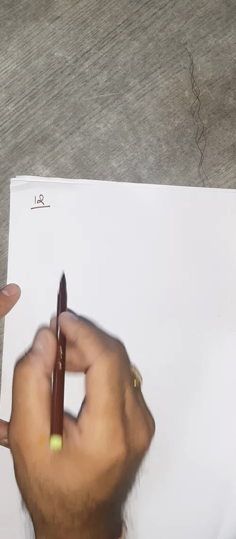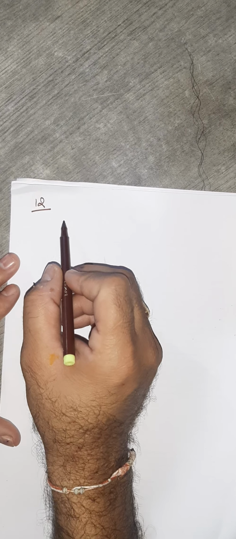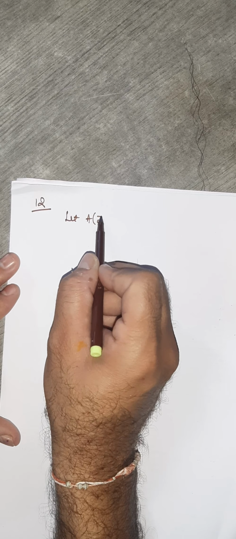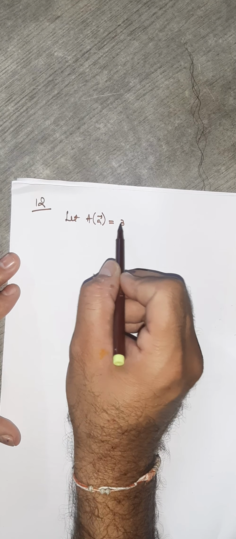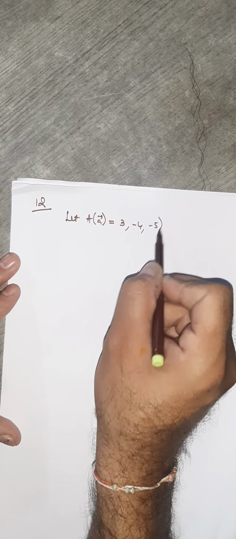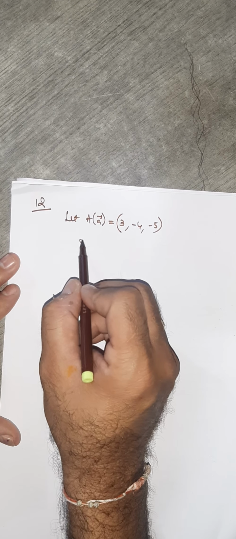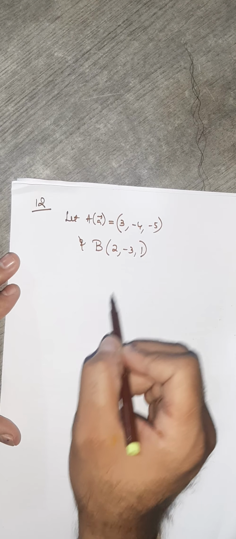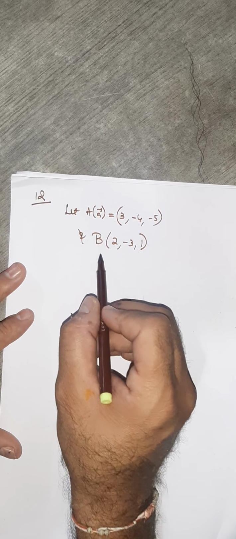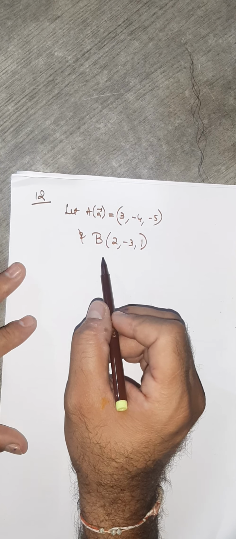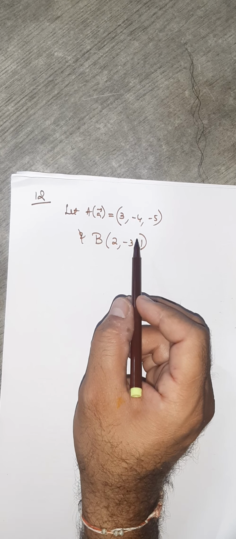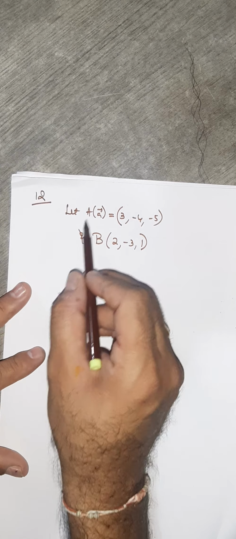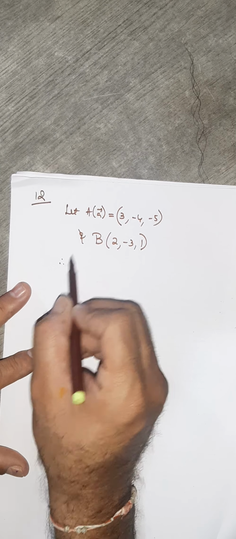The 12th question, you are also given a line through these 2 points. So let's take one fixed point as vector A, which is (3, minus 4, minus 5), and the other one, that is point B, I'll call (2, minus 3, 1). It's more or less like the previous two questions. Now you want the point where this line through these 2 points crosses the plane. First we get the equation of the line, so we need the direction of this line.